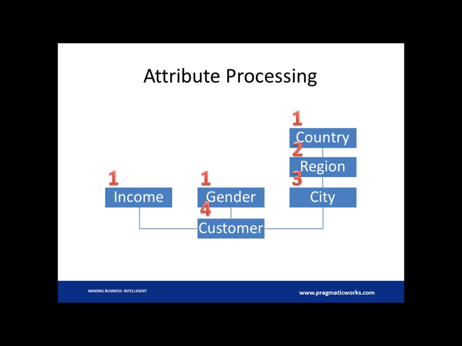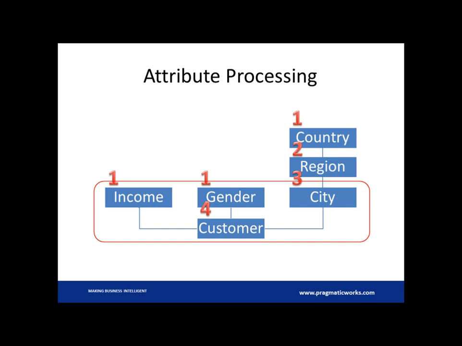One of the things to bear in mind is that as each attribute is being processed, analysis services has to hold all the immediately dependent attributes in memory for that processing. So in this case, when we get down to the customer key attribute, we're holding in memory also the income attribute, the gender attribute, and the city attribute.